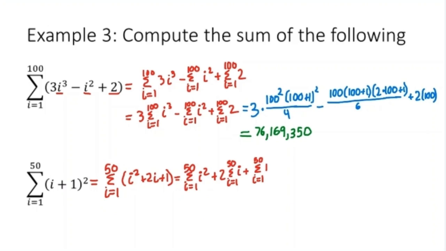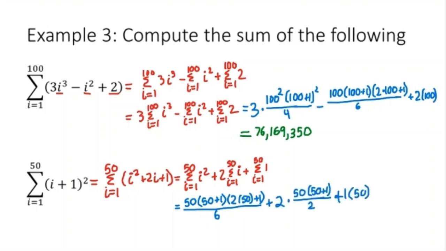Now we can apply our formulas. For all three, n would be 50. Our first sum would be 50 times 50 plus 1 times 2 times 50 plus 1 all over 6. Our second sum would be 50 times 50 plus 1 over 2. And our last sum is 1 times 50. Now we can punch these values into our calculator, and we get that our sum is 45,525.